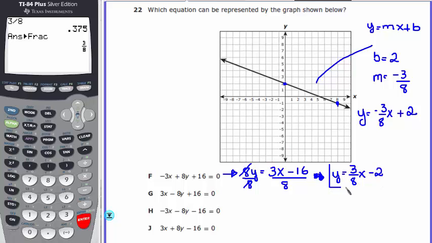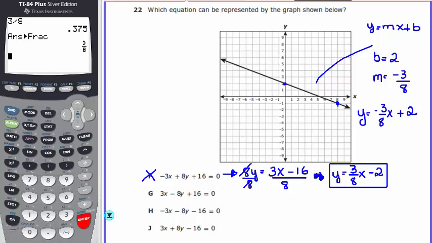So for the first multiple choice, when I get the y alone, I get this, and as you notice, they're not the same, because this is a negative slope and this is a positive slope. This is positive 2 and this is negative 2. So we know right off the bat that letter F is not the right answer.